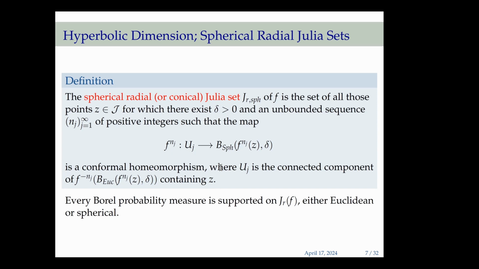Both radial Julia sets, Euclidean and spherical, are dynamically significant for many reasons. One simple reason is that every Borel probability invariant measure is supported on the Julia set. So the measure of such sets is equal to 1, and this is simply because of Poincaré's recurrence theorem. The set of escaping points is also very much studied in this theory, but this is kind of a different species.